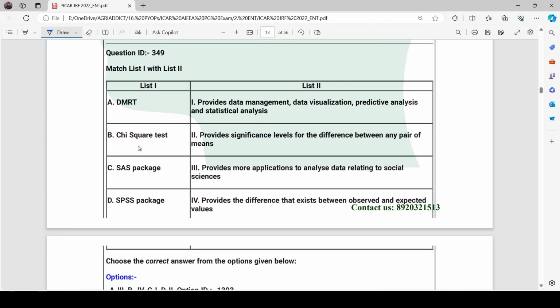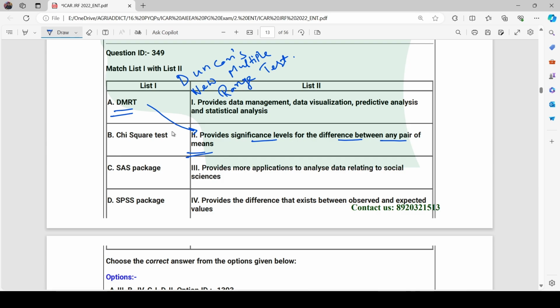So the next question is the match the following type questions from agriculture statistics. So first, A is DMRT. So what is DMRT? DMRT is Duncan's new multiple range test. So what is the main role of this Duncan's new multiple range test? It mainly provides significance level for the difference between any pair of means.